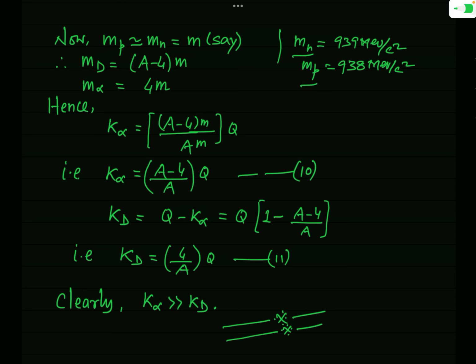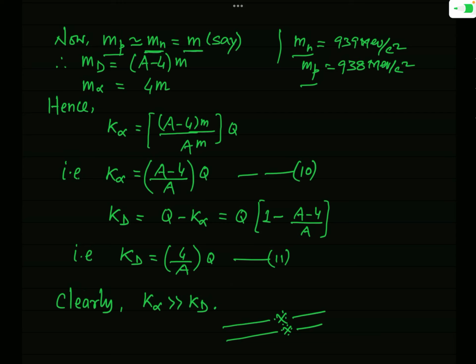But in a rough calculation, since the masses of neutron and proton are very close, the difference between these two is very small. So in general calculation, we simply neglect that smaller difference. We consider that the mass of a proton is almost equal to the mass of a neutron. So in this condition, you can take m as the mass of a proton and also the mass of a neutron.